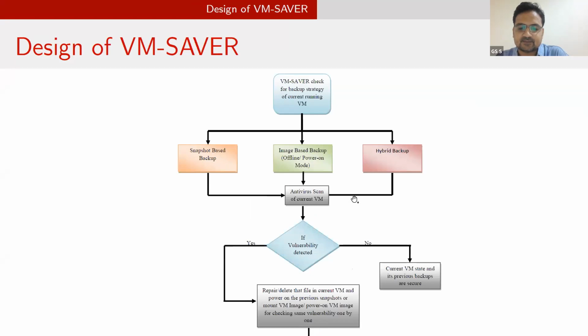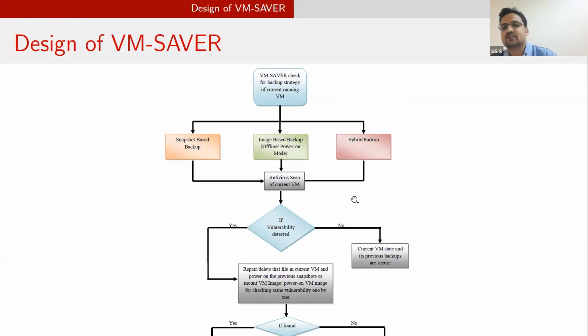I think this is visible. Her tool name is VM Saver. VM Saver creates backups of virtual machines. So what kind of backup do you want?